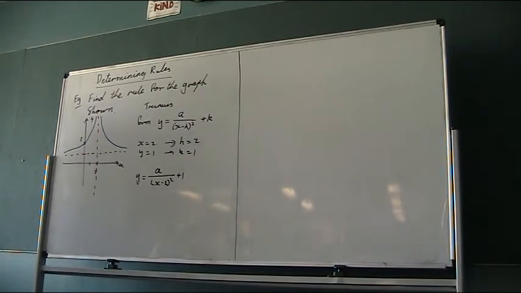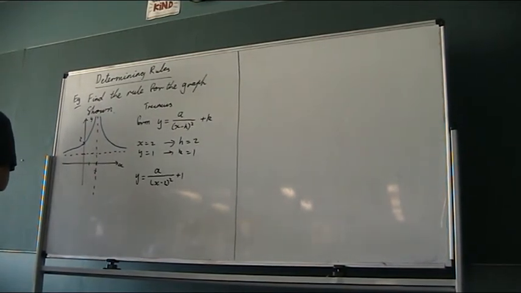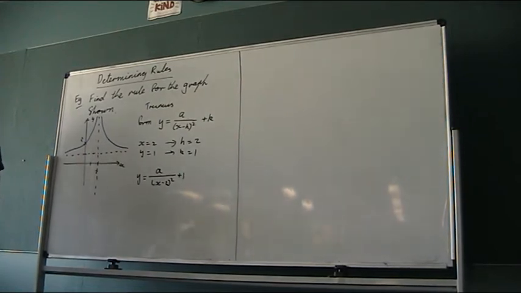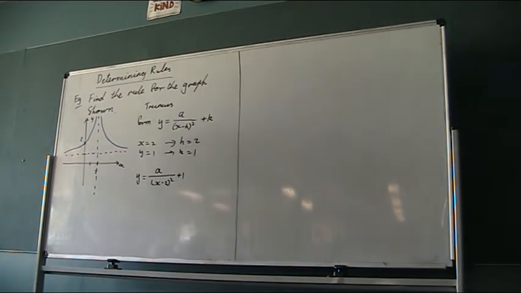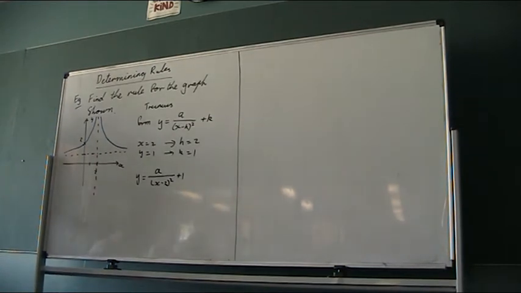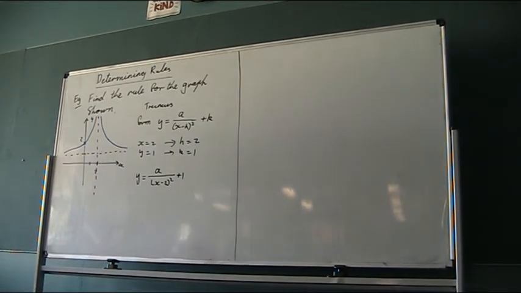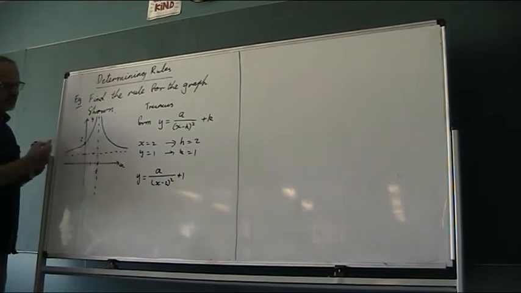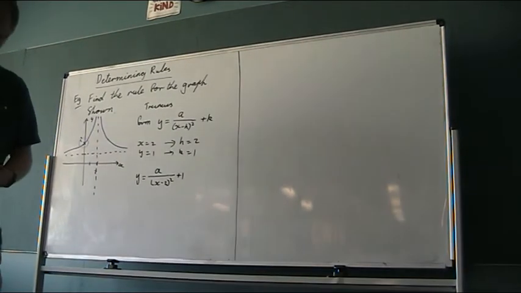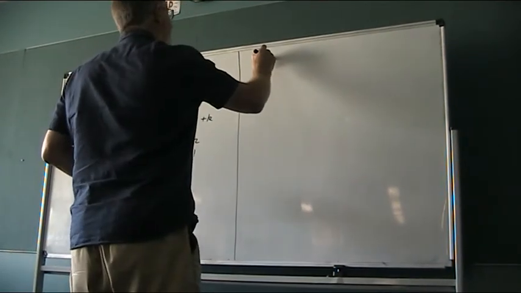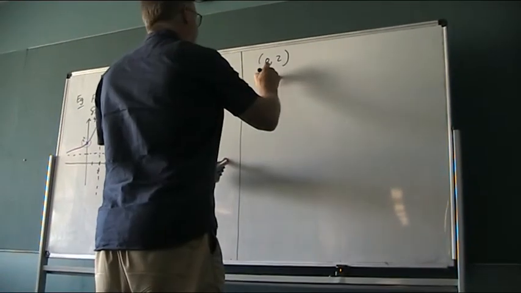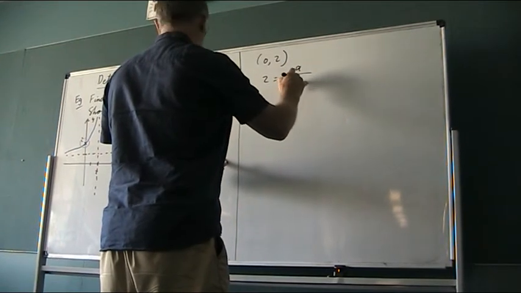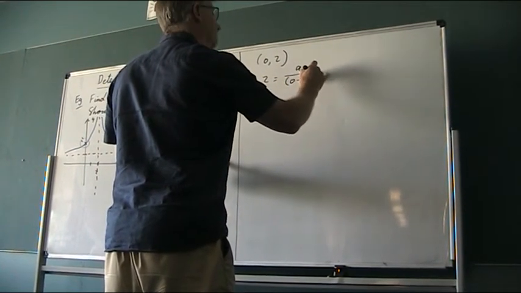So how can we find out what the a is? What can we use to find the a? Substitute. What are we substituting then? The x, y. Which x, y? The y-intercept, yep. So here we've got a point there. What are the coordinates of the y-intercept? 0, 2. Right, so that's the point we substitute in. So we get 2 equals a over (0 minus 2) squared plus 1.